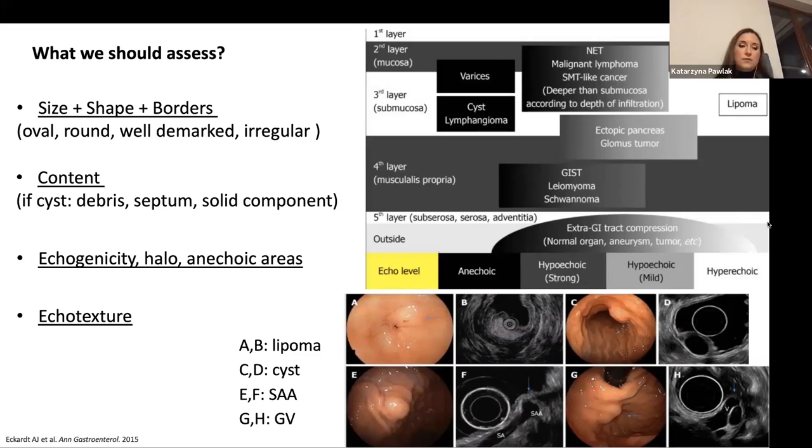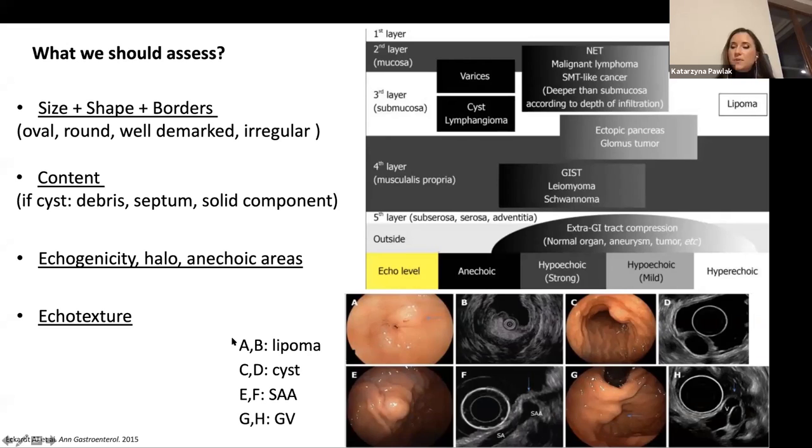And here you can see that, for example, when it comes to lipoma, this lesion is hyperechoic, but also some of them, like gastric varices or even cysts, are typically anechoic. So it's extremely important to assess the echogenicity, but also the echo texture. If this lesion is homogeneous or even mixed, it's extremely important for further management.